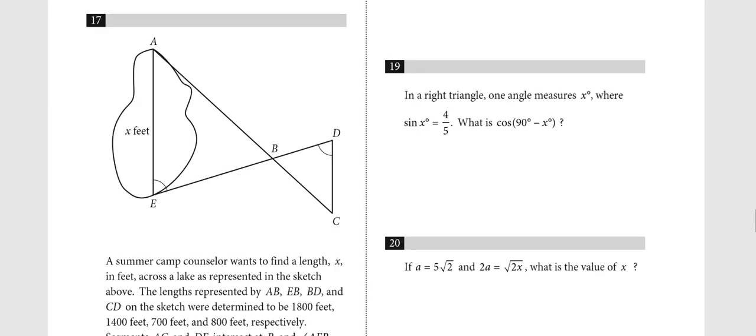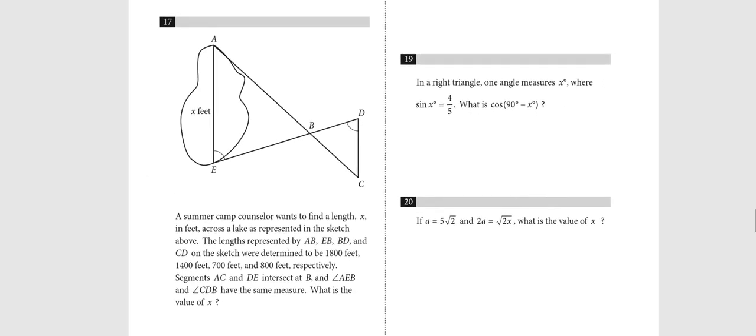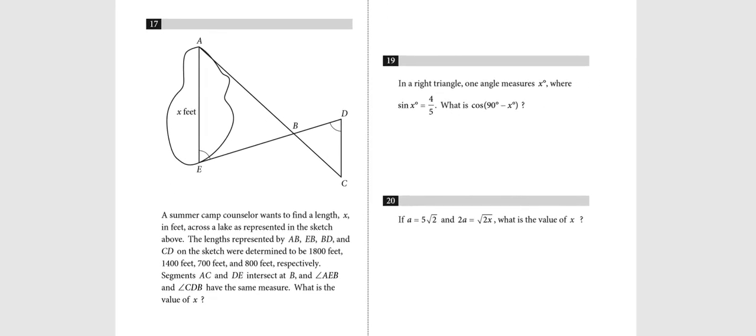Okay, 17. Let's see what we got here. Lengths represented by AB. Alright, so AB is the first one. It's 1800. EB is 1400. BD is 700. And CD is 8. Okay, so we've got everything labeled.